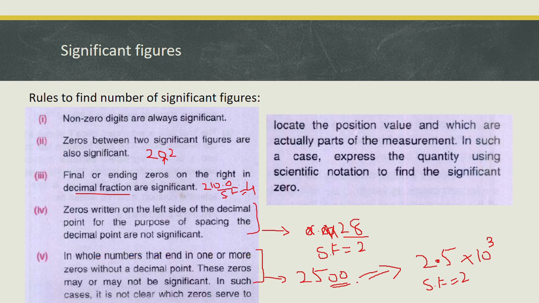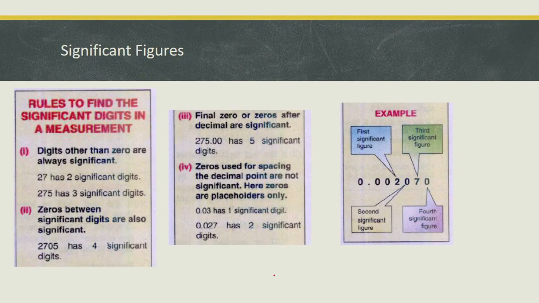So when we have this type of number that ends with zeros without any decimal point, we must convert this number into scientific notation, and then we see how many digits are there with the power of 10. This shows the number of significant figures. Now these are also the rules for finding the significant figures in short. This is just a summary.